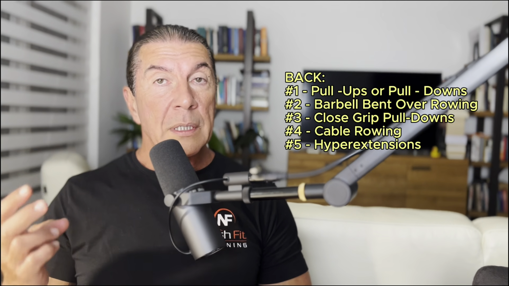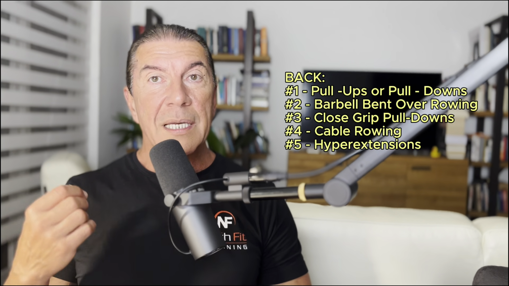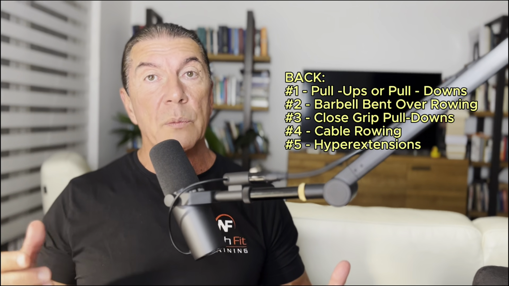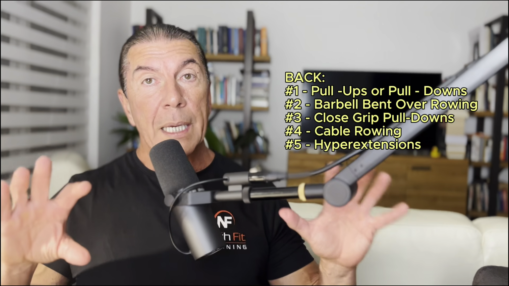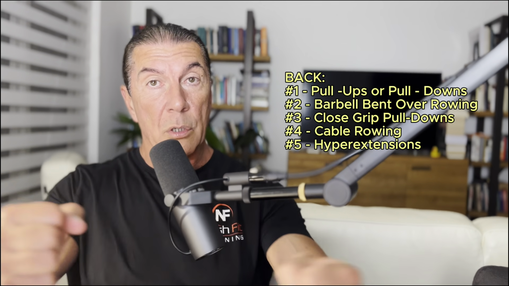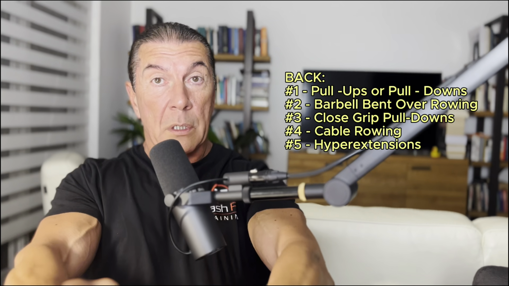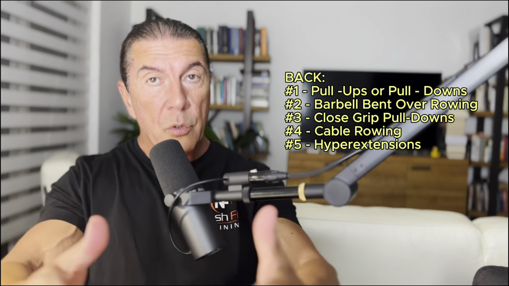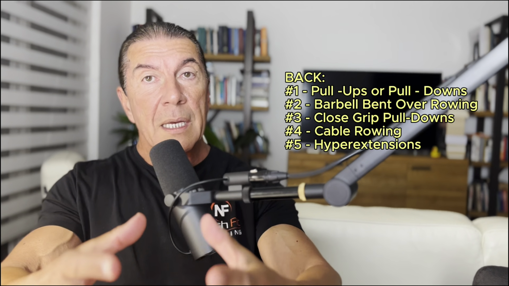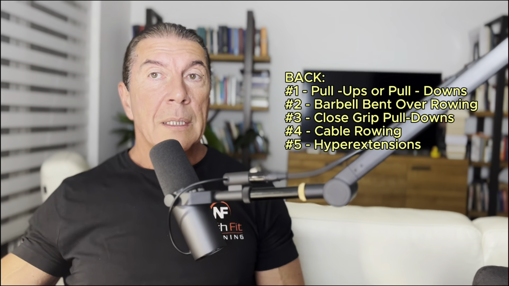Number 4 is cable rows. This is another fantastic exercise which helps you to, again, stretch a little bit more all these middle back muscles that contribute to thickness because you're using the close grip. So basically by using the close grip, you can stretch more your trapezius and other muscles which contribute to the thickness, and this will benefit you further.